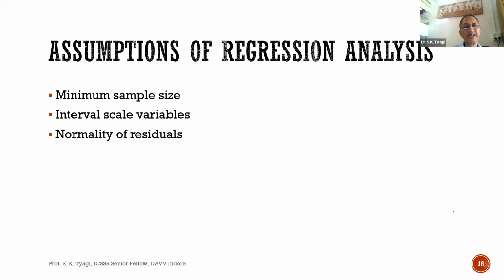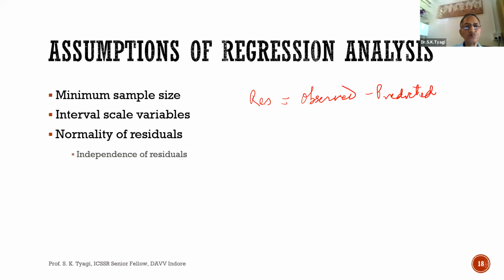Then normality of residuals. Now you know what is residual. Residual is the observed value minus the predicted value. Observed minus predicted is a residual or error. So this error should be normally distributed. What does it mean and how is it tested? We will see. Now, independence of residuals.